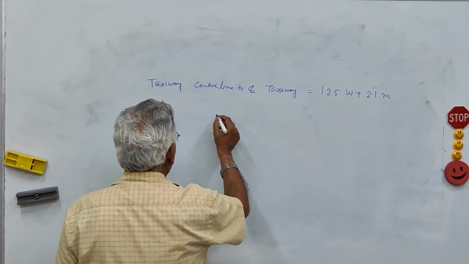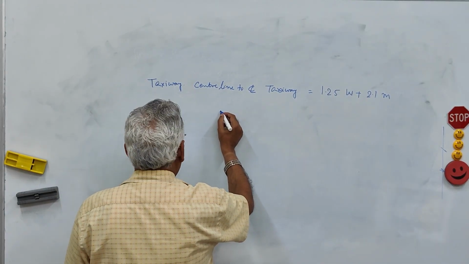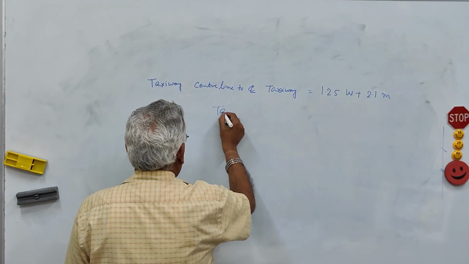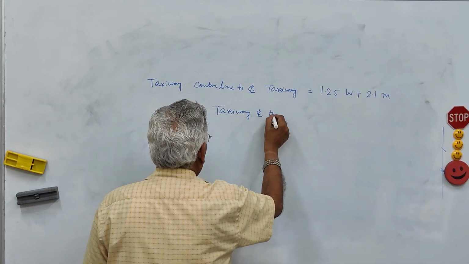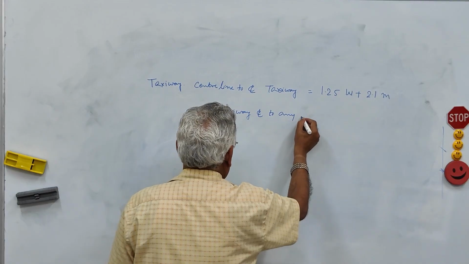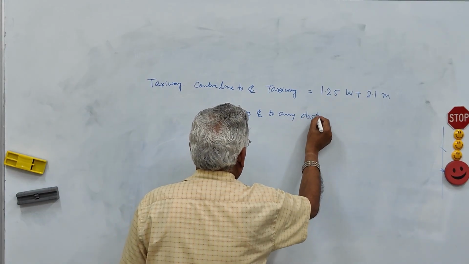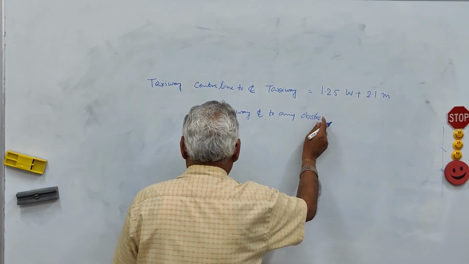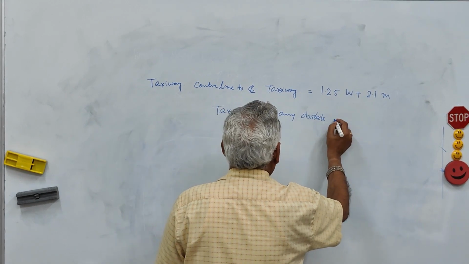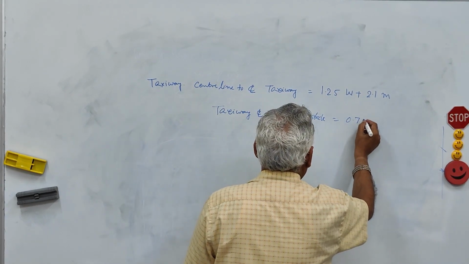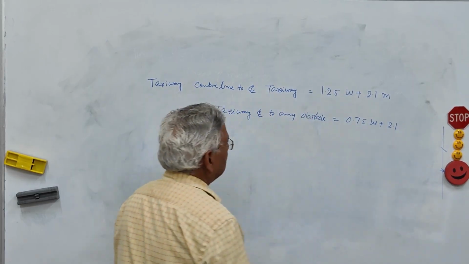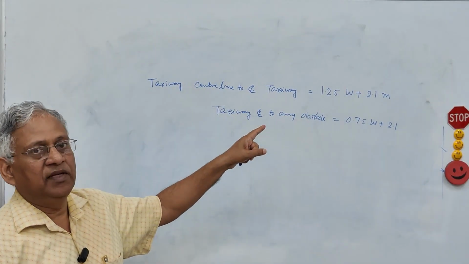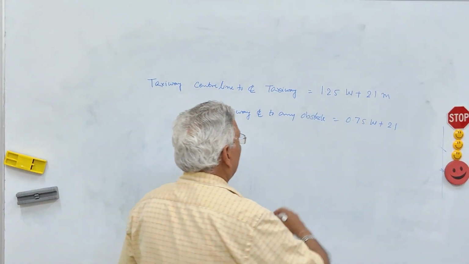And the distance between the center line of taxiway to any obstacle, this is 0.75 W plus 2.1. Now W here is the wingspan of aircraft.